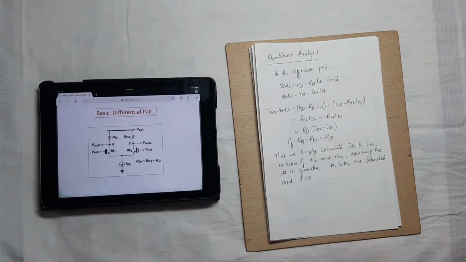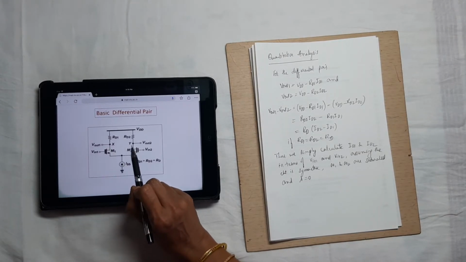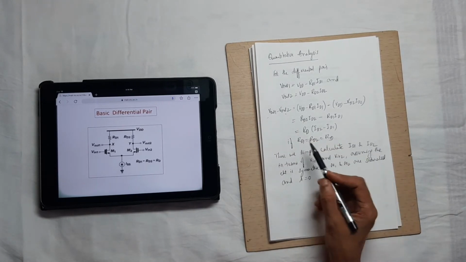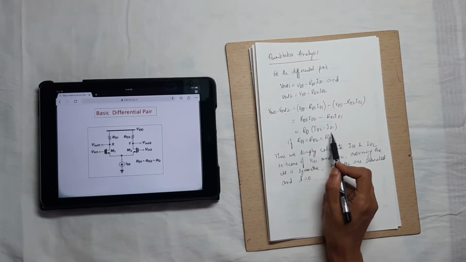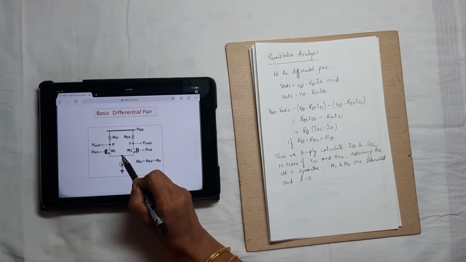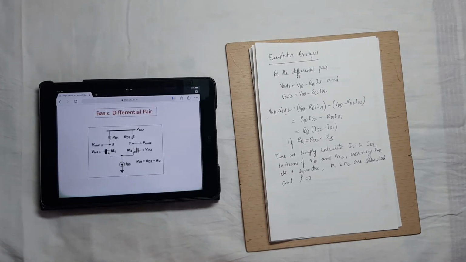Now what we have done? We have just written the equations of V out 1 and V out 2. V out 1 is VDD minus RD1 ID1 and V out 2 is VDD minus RD2 into ID2. That is, we have taken the output voltages of these 2 points, V out 1 and V out 2, and got the difference equation, and that we are getting as RD into ID2 minus ID1. Let us call this point as P. This is a point P, you remember, this point is P.